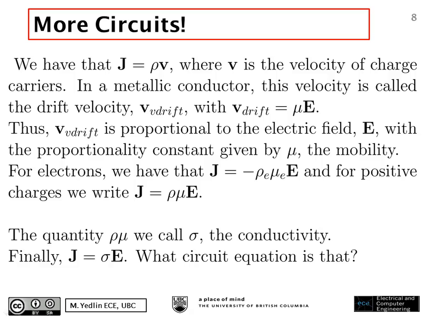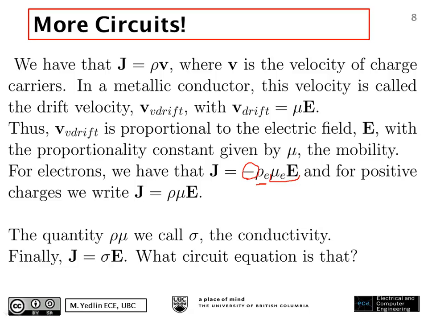Let's look at what we have and see how we can relate it to circuits. Well, we have that J is equal to rho V, where V is the velocity of charge carriers. In a metallic conductor, this velocity is called the drift velocity and is proportional to the electric field. That proportionality constant called mu is the mobility. For electrons, because they are negative charge carriers, we'll have a minus sign here. So here we see this is the rho for the rho V, and the V is this piece here, the mobility times the electric field.